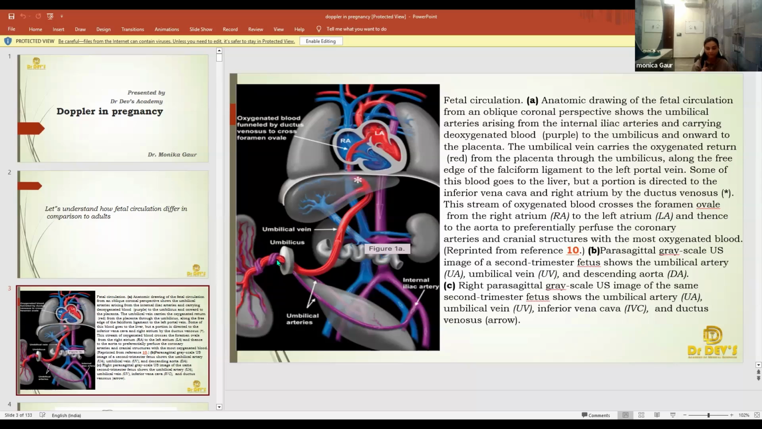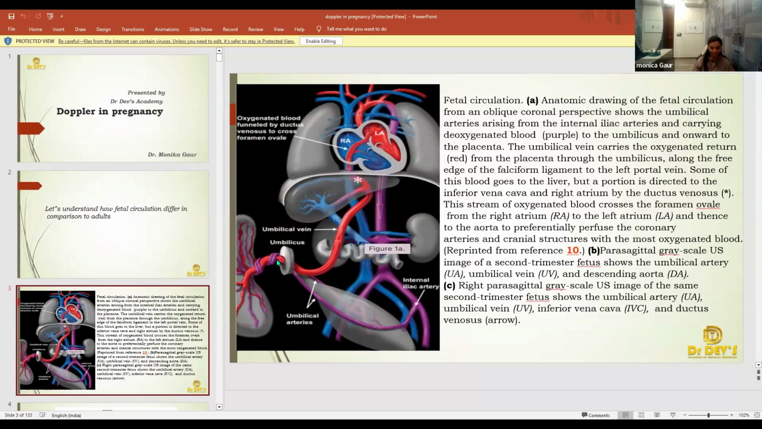So two arteries, one vein, and this whole complex composes the umbilicus. This is what we call the umbilicus: two arteries and one vein. So whatever you have in mind about arteries and veins, it is just the opposite. Whereas in adults we have oxygenated blood contained in arteries, here we have oxygenated blood contained in veins. So we have the umbilicus, which is composed of two arteries and one vein.